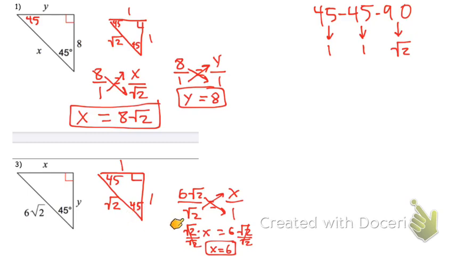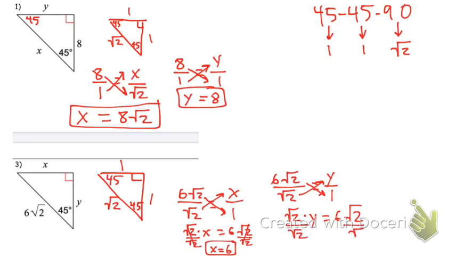Now let's do the same thing for y. We're going to use, again, our same fraction that we started with the two numbers. 6 radical 2 over radical 2 equals, and now we're going to set up a fraction that has the y value. So y is original over new, so y matches with 1, so y over 1. Cross multiply. Radical 2 times y equals 6 radical 2. And then divide both sides by radical 2. These cancel. y is equal to 6.